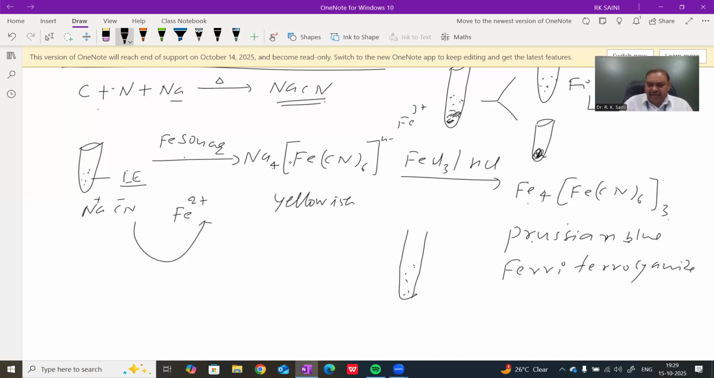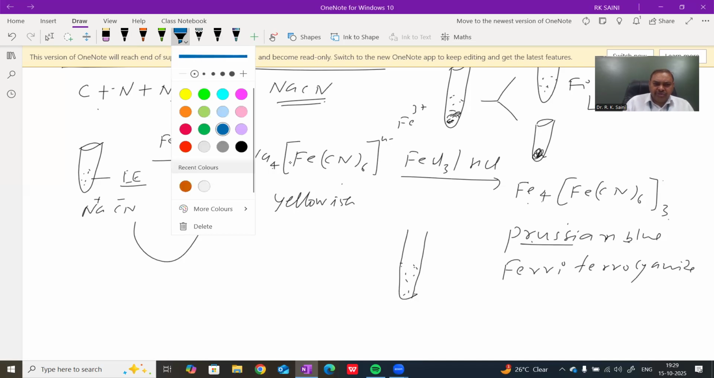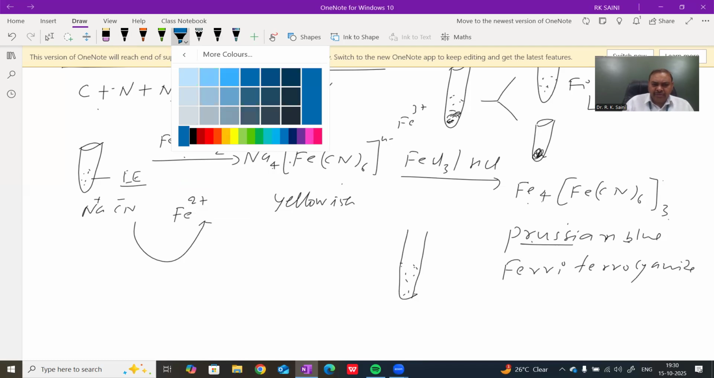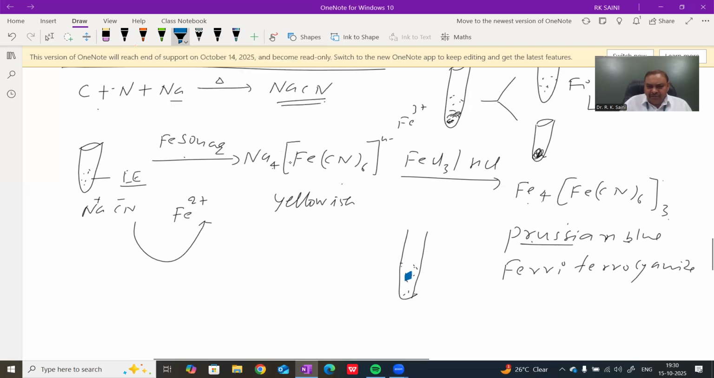This is the detection of nitrogen by Lassaigne extract. When FeCl3 is added to this yellowish solution, then deep blue coloration or precipitation is observed. It is known as Prussian blue. It is the test of nitrogen.